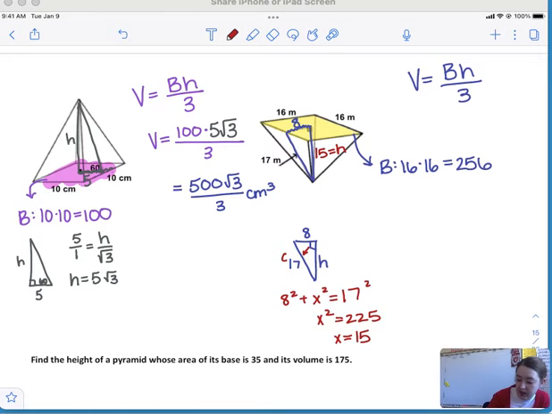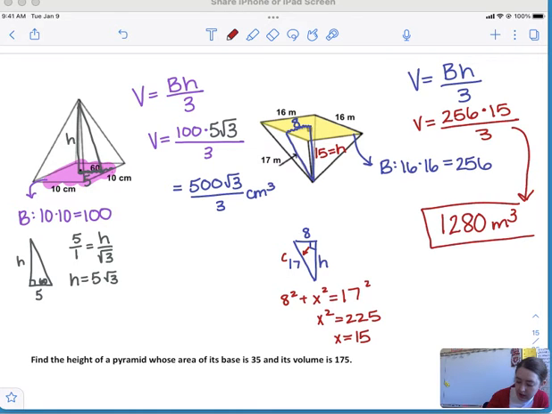So here we go. The area of our base was 256, times our height of 15, and then we'll take that whole thing and divide it by 3. And when we put that into the calculator, we're going to get 1,280. And that'll be cubic meters. I never boxed this one up. There we go.